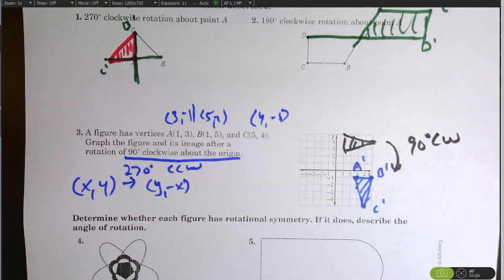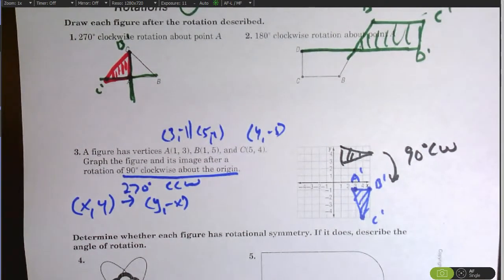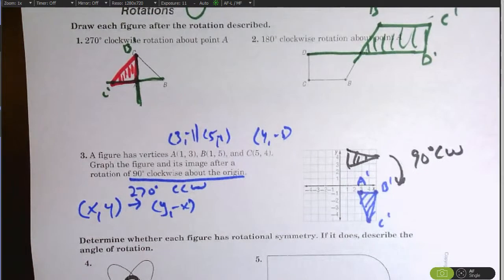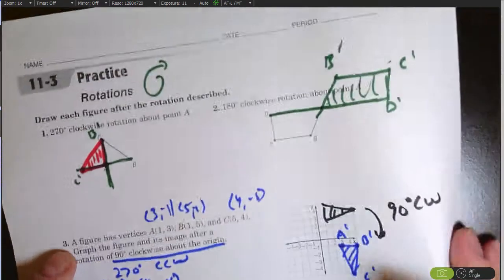Rotational symmetry. All that means is, if I rotate it, do I get the same thing? Oh, sorry, number 4 is running out of space here, isn't it? So I'm going to fold this over. Sorry, just a second.